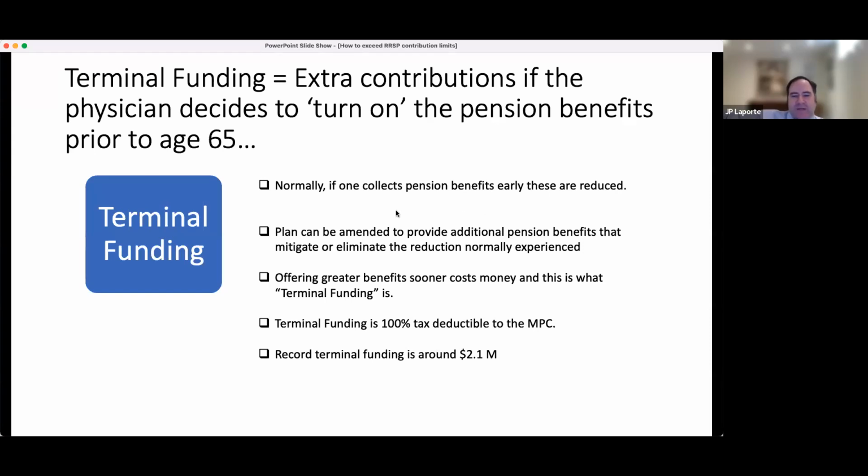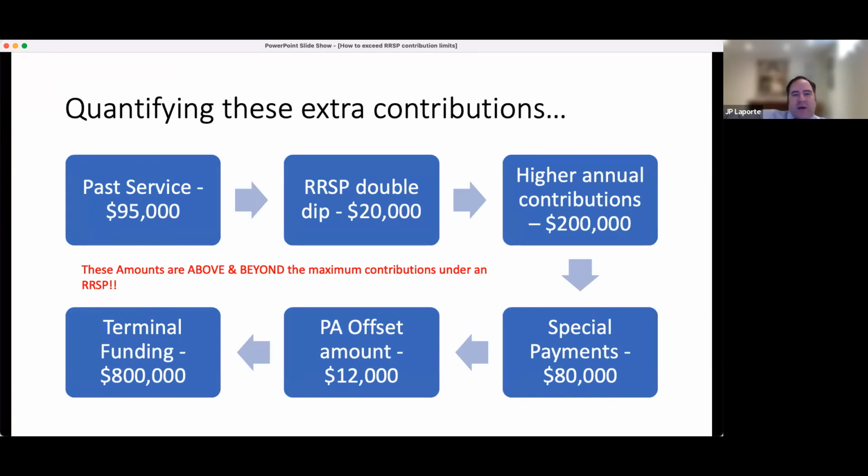So let's move on to the next. So now that I've talked about each point, remember the theme of this presentation is how to exceed the RRSP maximum. So here are some examples of what each element can add to this common goal. So let's say $95,000 for past service. We put an extra $20,000 in the RRSP on the double dip. On an annual basis, we've got another $200,000 year after year, cumulatively, because instead of earning 7.5%, we were earning 6%.